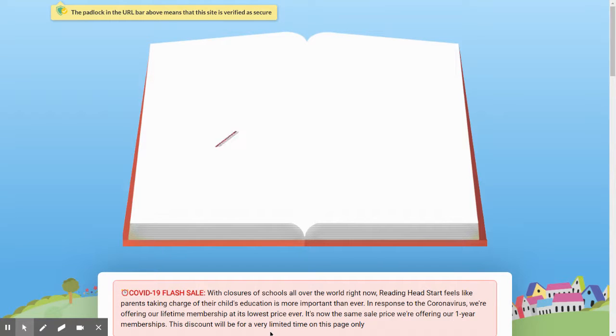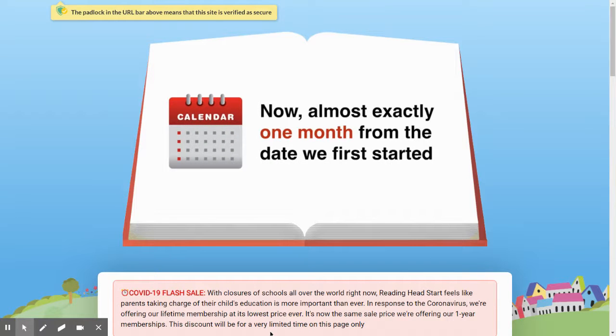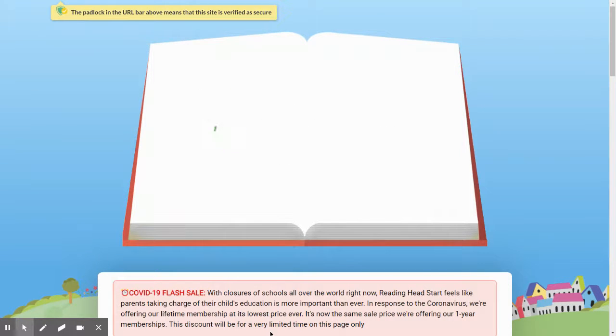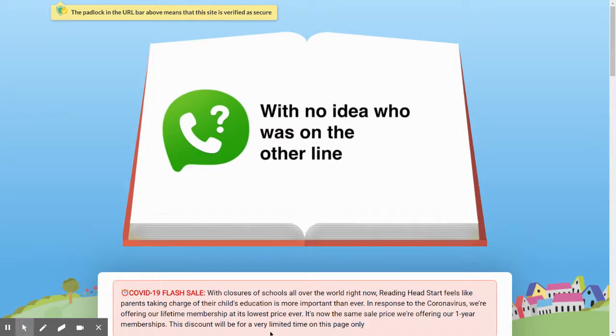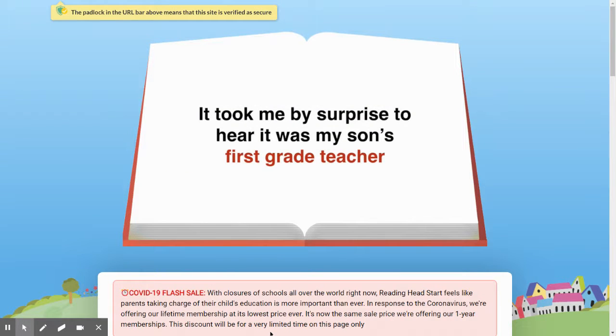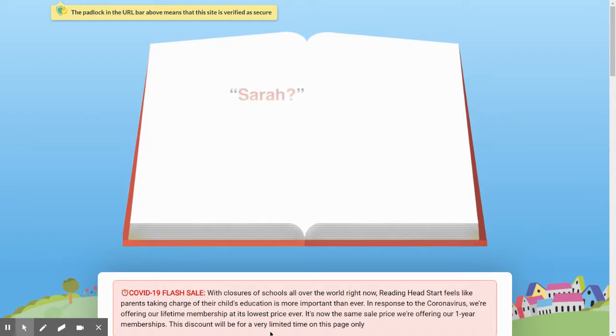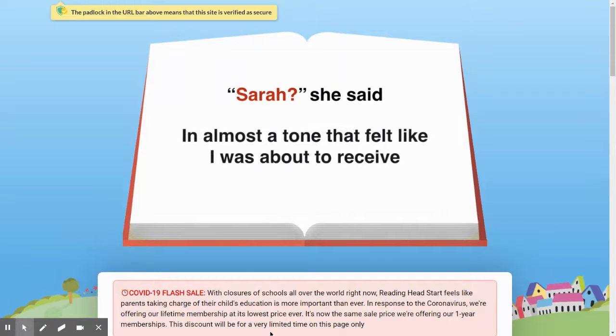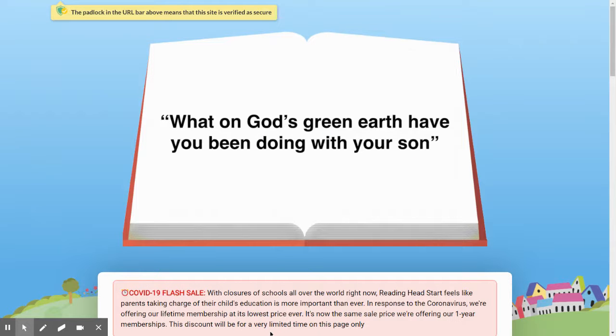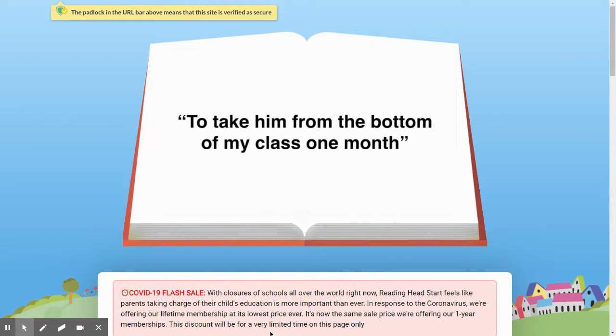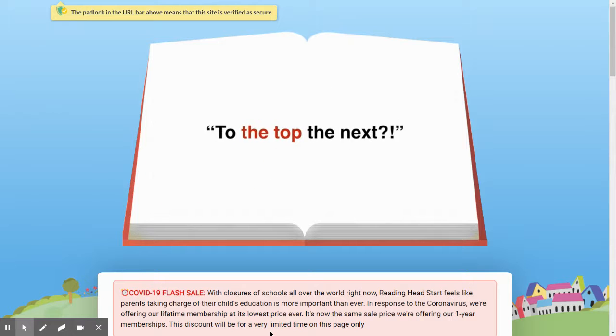3 more weeks passed by, still only spending 15 minutes per night, only 3 nights per week using my system. Now, almost exactly 1 month from the date we first started, I received a phone call from a blocked number with no idea who could be on the other line. It took me by surprise to hear it was my son's first grade teacher. "Sarah," she said, in almost a tone that felt like I was about to receive some bad news, "what on God's green earth have you been doing with your son to take him from the bottom of my class 1 month to the top the next?"